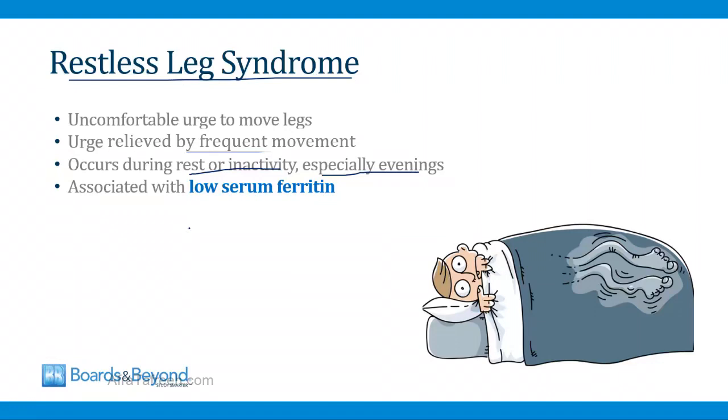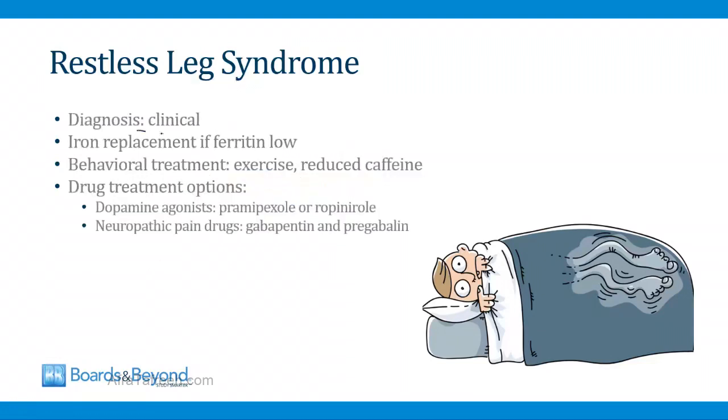For reasons that are poorly understood, restless leg syndrome is often associated with low serum ferritin. It's not clear why patients with RLS have this finding, but it's very consistent in studies, and so in a patient with restless leg syndrome, you need to check the ferritin and evaluate them for iron deficiency. The diagnosis is clinical. The treatment includes iron replacement if the ferritin is low and the patient has evidence of iron deficiency.